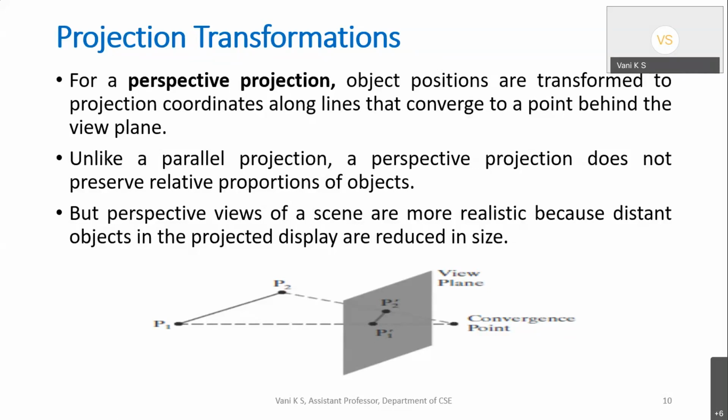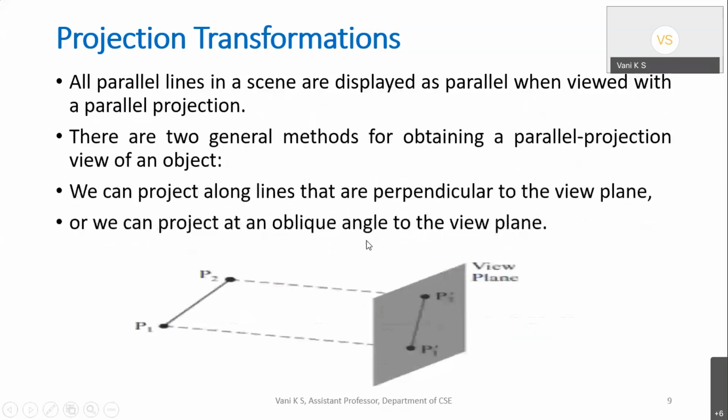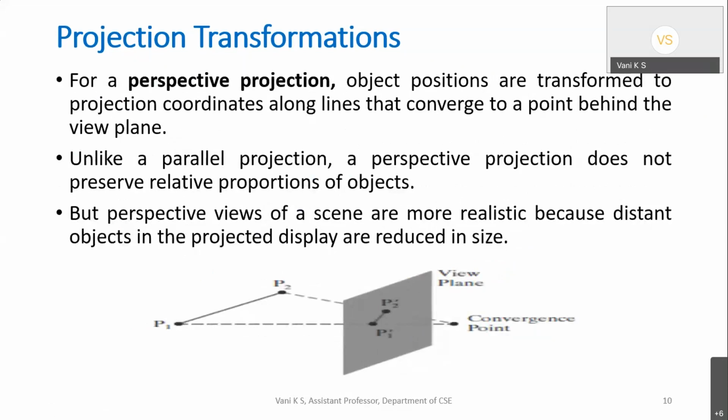Perspective projections are more realistic because this is the way our human eye sees. But actually the relative proportion, that is, see here the size of the object and here the size of the object, the relative proportion of objects will not be maintained. But here the relative proportion is maintained. So the line was this much length, here also it is this much. So that's the difference between perspective and parallel projection. In perspective, the relative proportion of objects will not be maintained. But anyhow, this is the way our normal human eye sees.